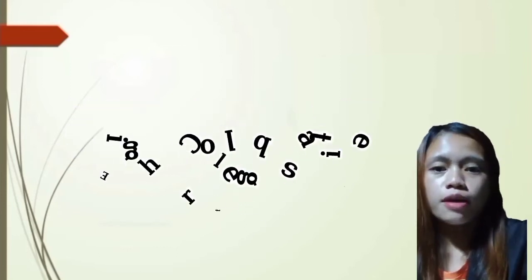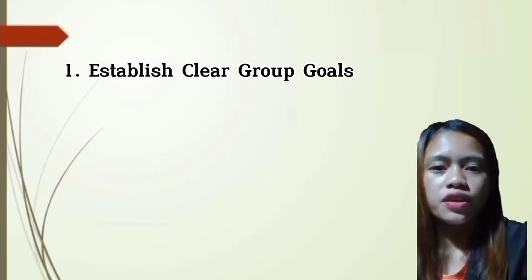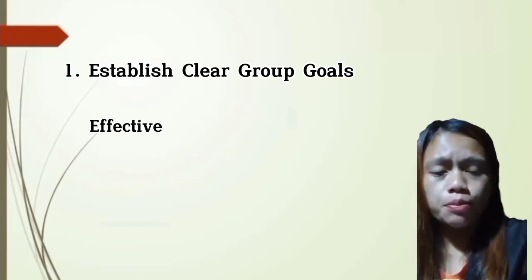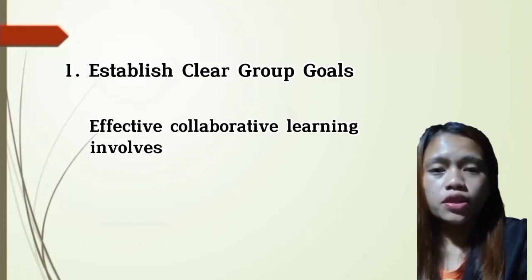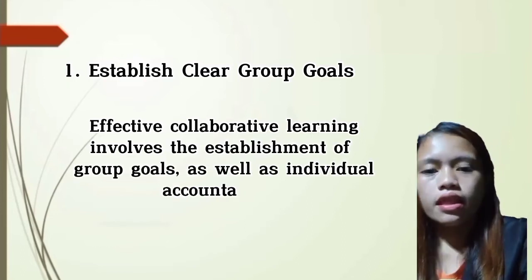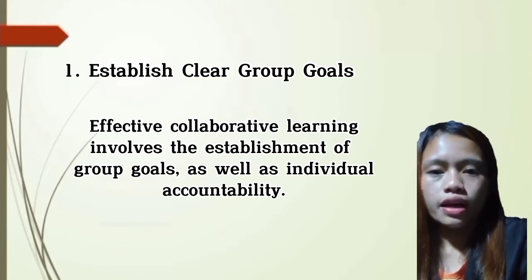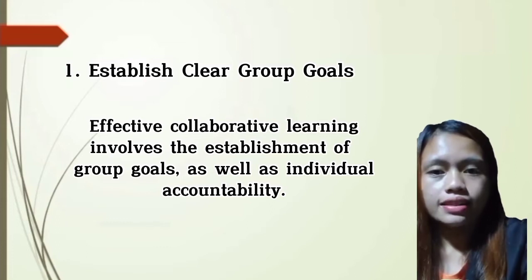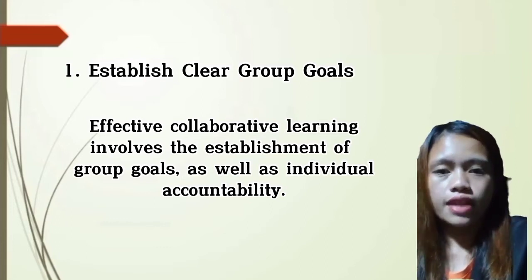There are 8 collaborative strategies. The first one is establish clear group goals. Effective collaborative learning includes the establishment of group goals as well as individual accountability. This keeps the group on task and establishes an unambiguous purpose. Before beginning an assignment, it is best to define goals and objectives to save time.